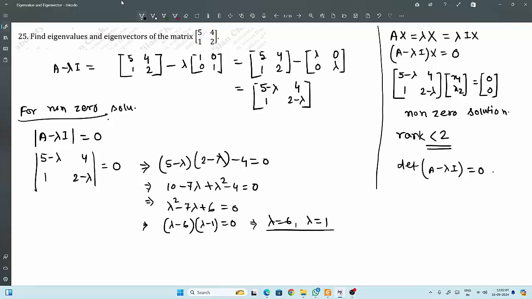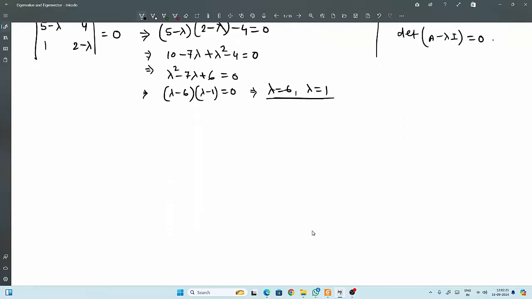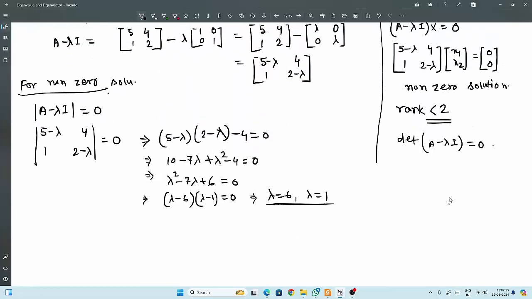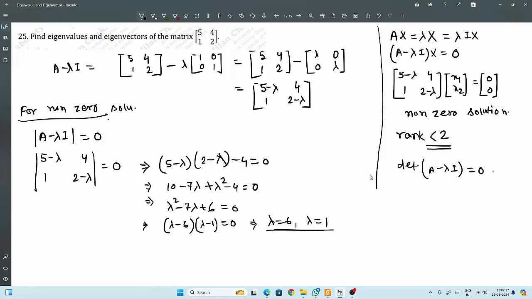Since it is a 2 cross 2 matrix, 2 eigenvalues will be there. For a 3 cross 3 matrix, 3 eigenvalues will be there. It is not guaranteed that you will always get real eigenvalues; you may get complex eigenvalues also. But for now, since we are getting real eigenvalues, corresponding to lambda is equal to 6 and lambda is equal to 1, we will solve the system of equations.